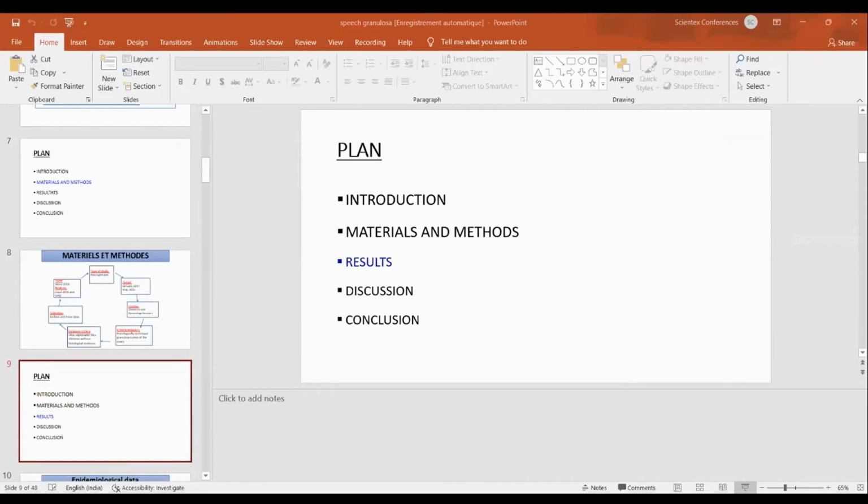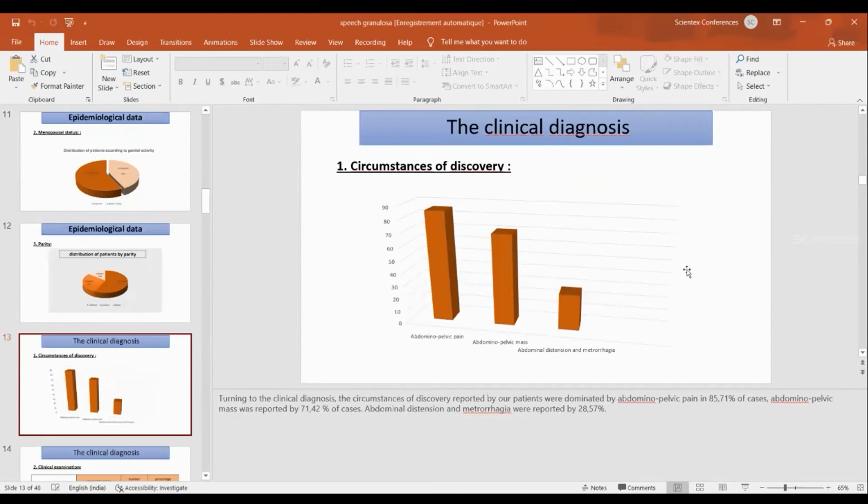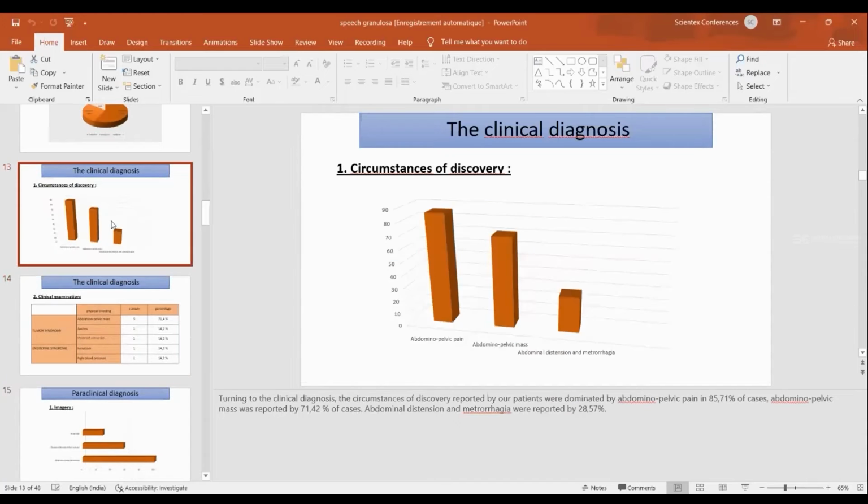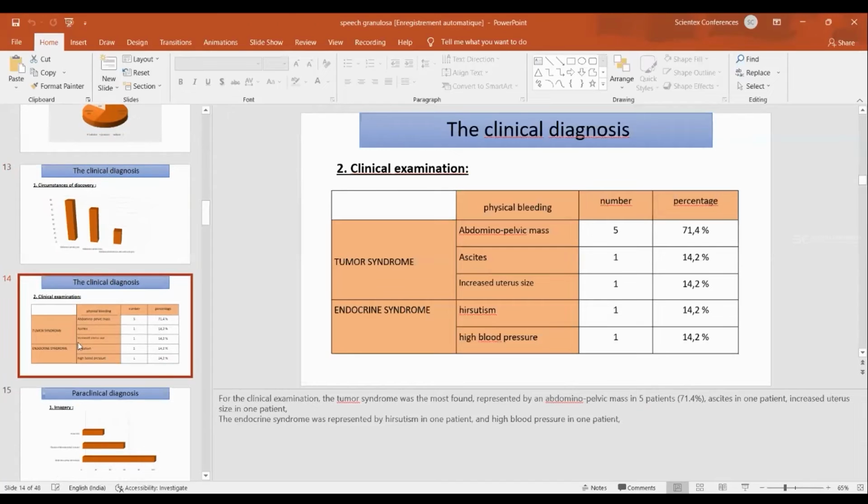Concerning the clinical examination, the tumor syndrome was the most found, represented by an abdominal pelvic mass in 5 patients, 71.4%. Ascites in 1 patient, increased uterus size in 1 patient. The endocrine syndrome was represented by hirsutism in 1 patient and high blood pressure in 1 patient.